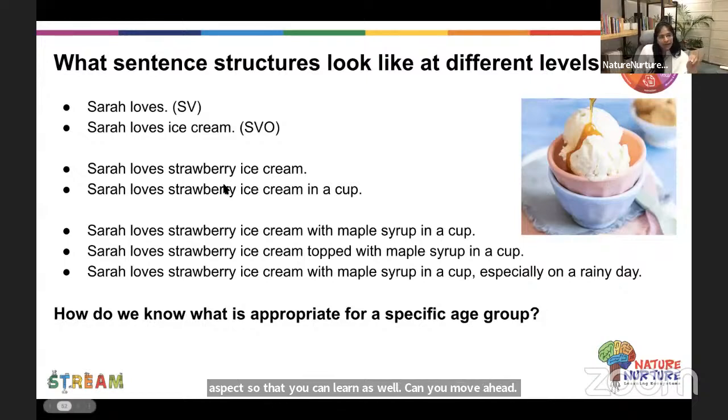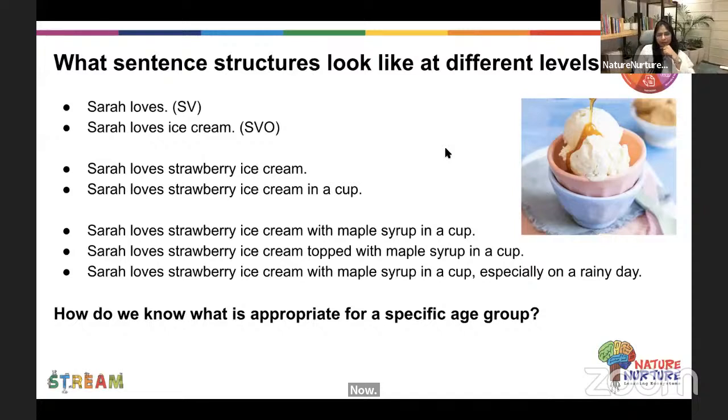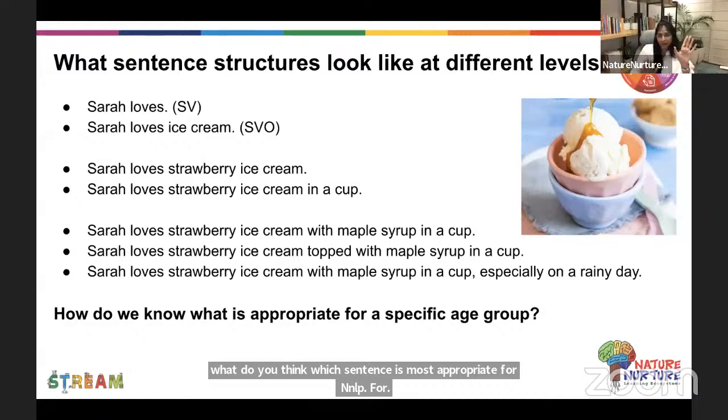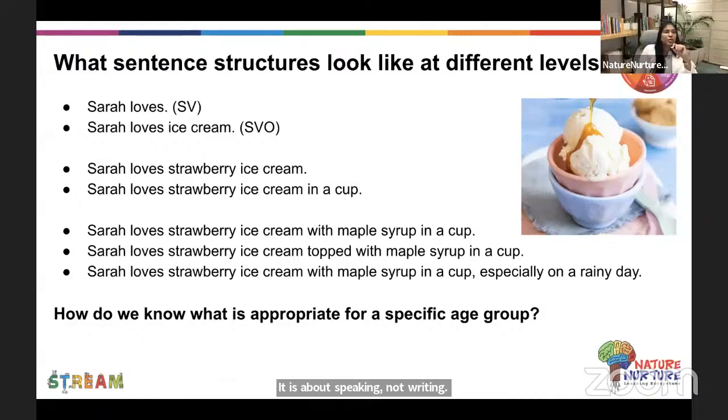Now, what do sentence structures look like at different levels? What can you see here? Quickly read all the sentences. And which sentence do you think is most appropriate for NNLP 4? It is about speaking, not writing. And which sentence is most appropriate for grade 1?